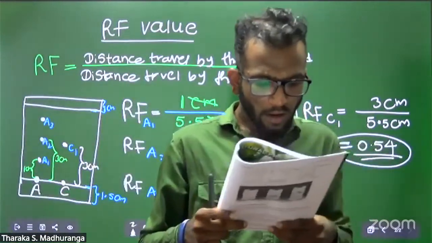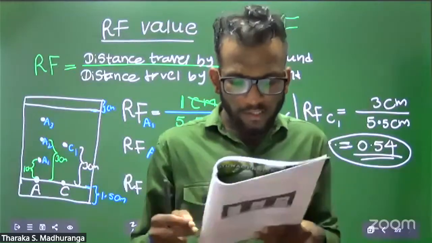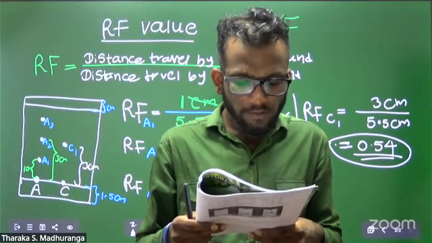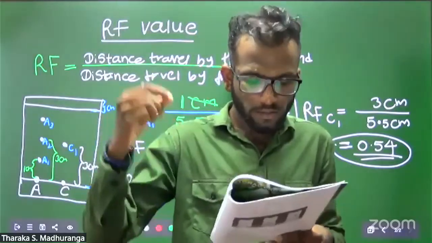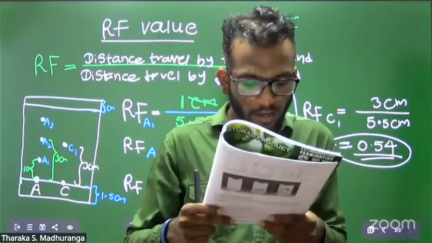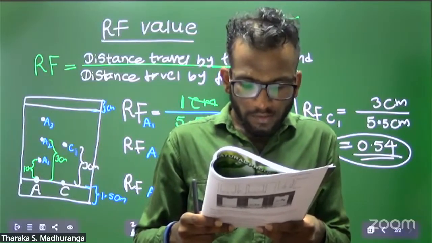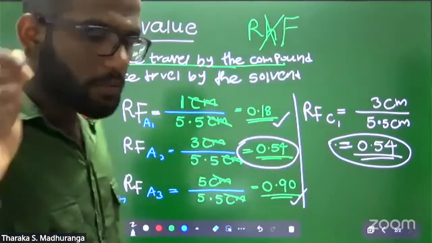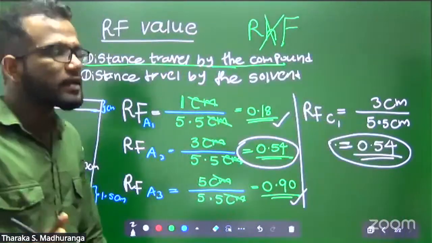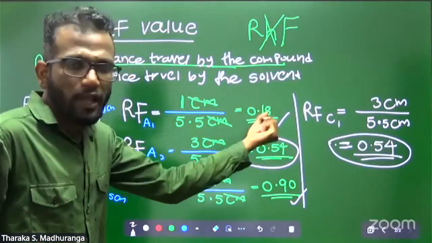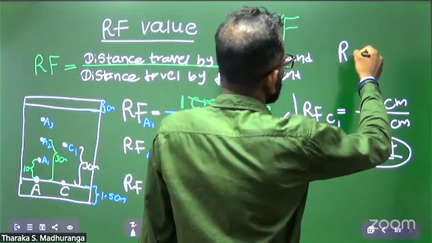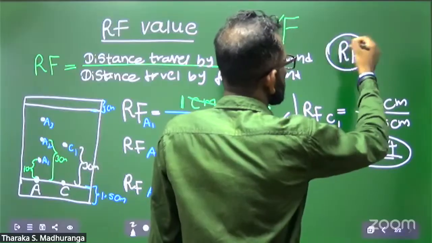The RF value is calculated by dividing the distance traveled by each component by the distance traveled by the solvent front. Solvent front means solvent traveling distance. The RF value, it should be correct, is an important point. Now tell me, what is the maximum value that can come for the RF value? What is the maximum value that we can obtain? RF value, what is the maximum?